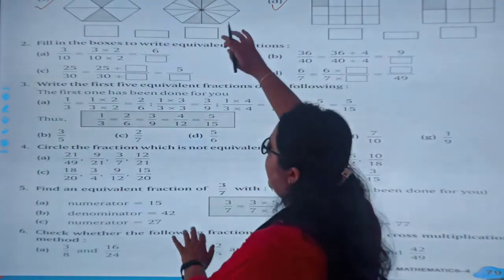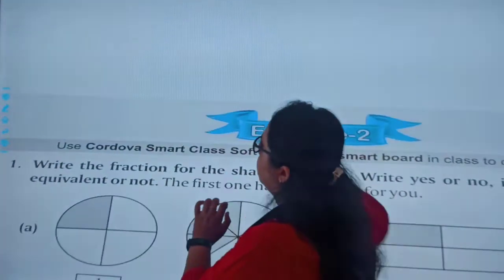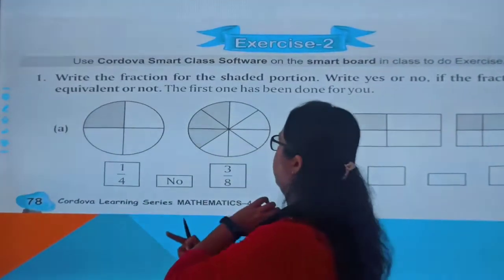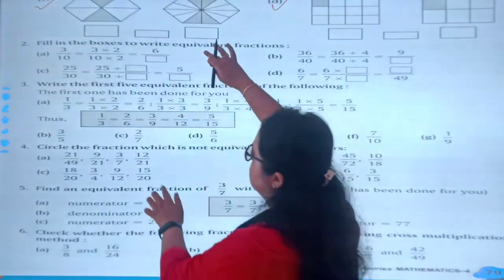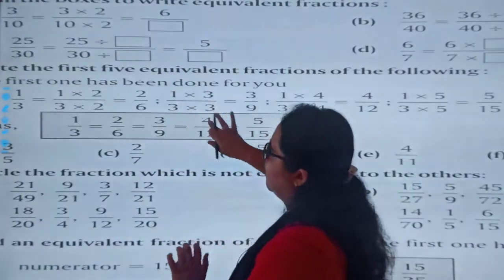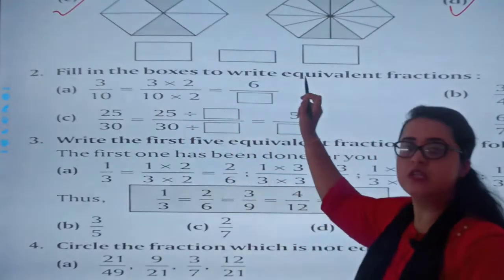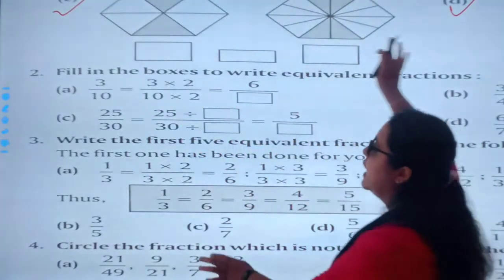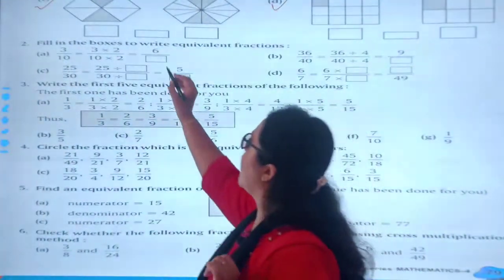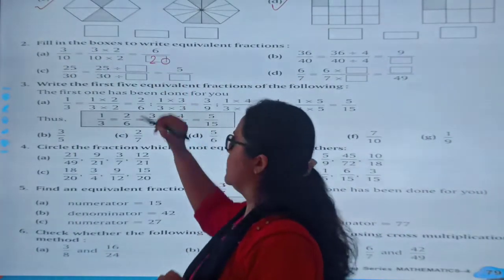So what will be my answer over here? See, 3 into 2, 6. 10 2s are 20. So I will be writing here 20.